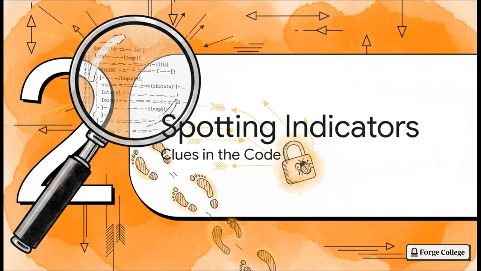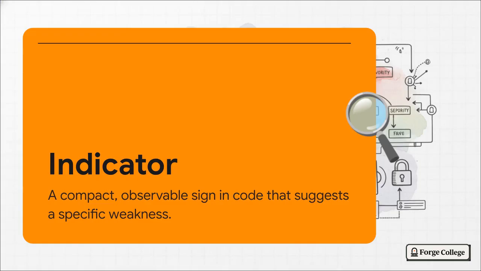Moving on to Section 2, Spotting Code Indicators. These are our clues in the code. So, what exactly is an indicator? Well, think of it as a compact, observable pattern in the code that instantly raises a red flag. A really great example is a contract making an external call before updating its internal state. That is a classic textbook setup for a reentrancy attack. It's basically like handing a total stranger your wallet before even bothering to check their ID. Crazy, right? It's an observable behavior that significantly increases the probability of a vulnerability existing right there.